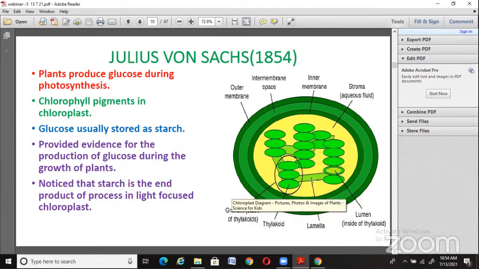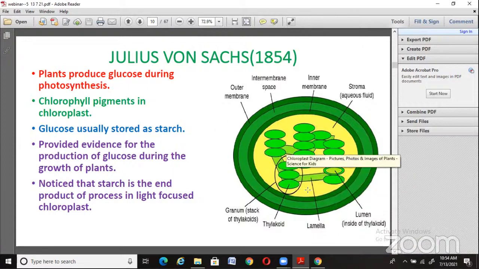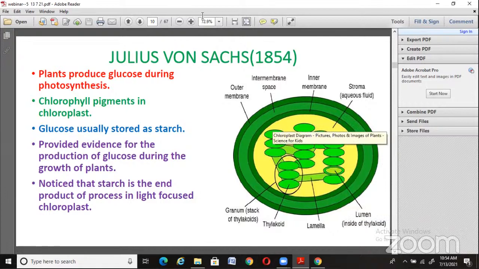And these groups are connected with one another by means of filament-like structures, and these are called stroma lamellae. See here, lamellae. These are called fret channels or stroma lamellae. So this is the normal structure of a chloroplast. It was discussed in our previous class.